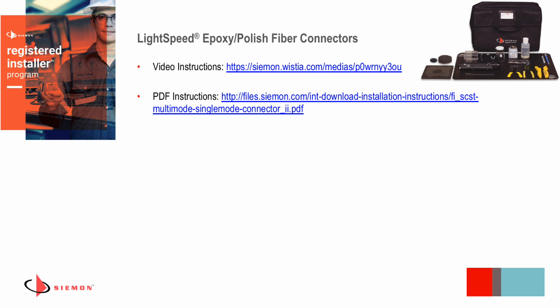Next up is our Lightspeed epoxy polish fiber connectors. Also as covered previously, these have a fair amount of craft sensitivity, so require a higher skill level by technicians, but do provide a good overall loss. So we have the video instructions for you, as well as the detailed step-by-step PDF instructions.